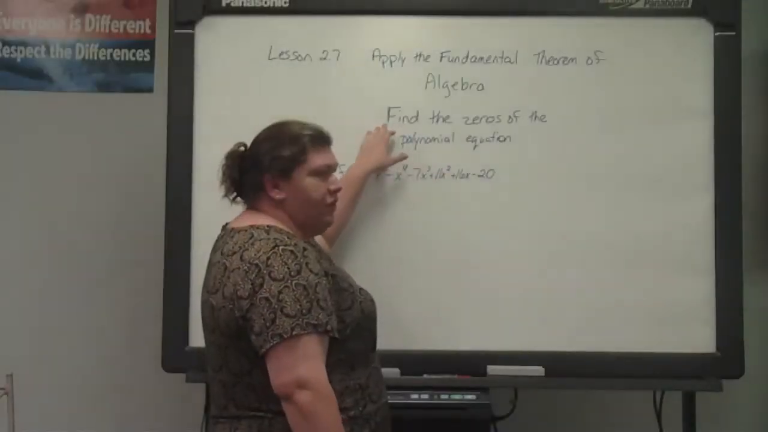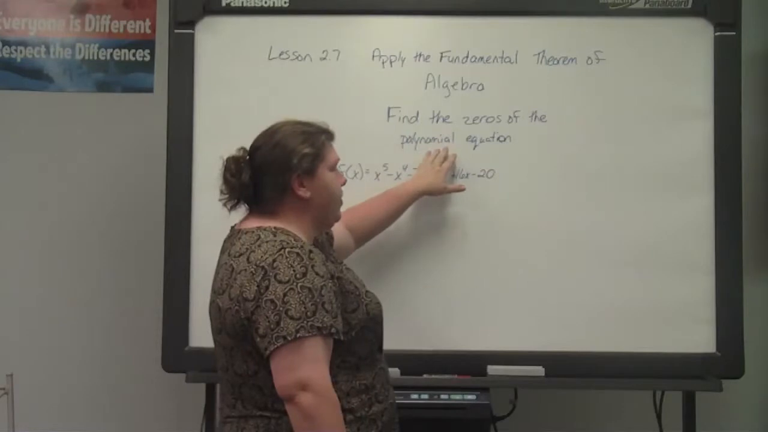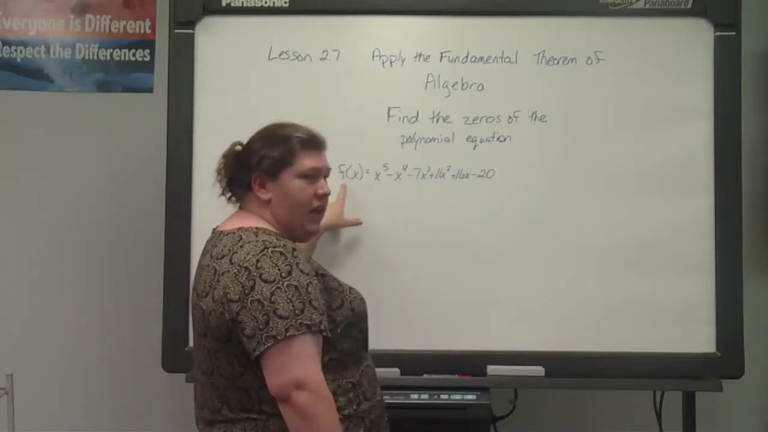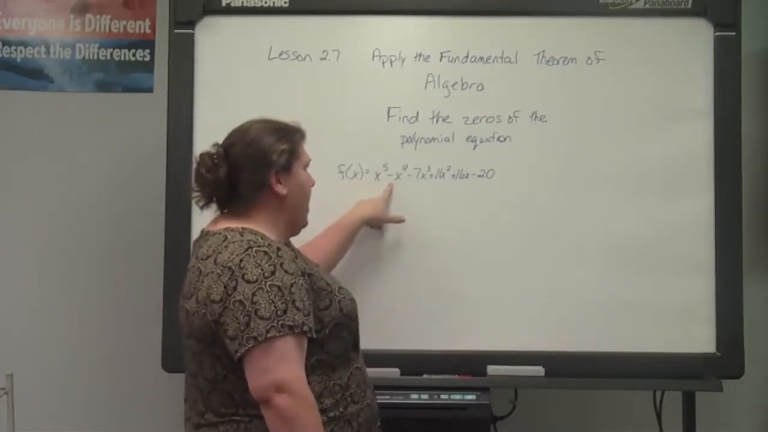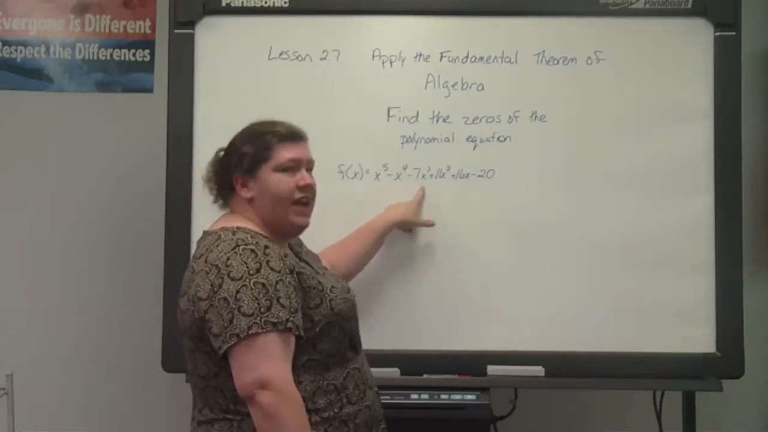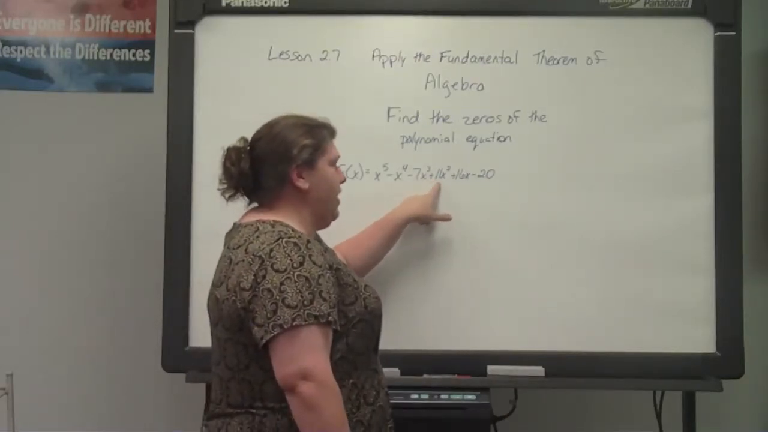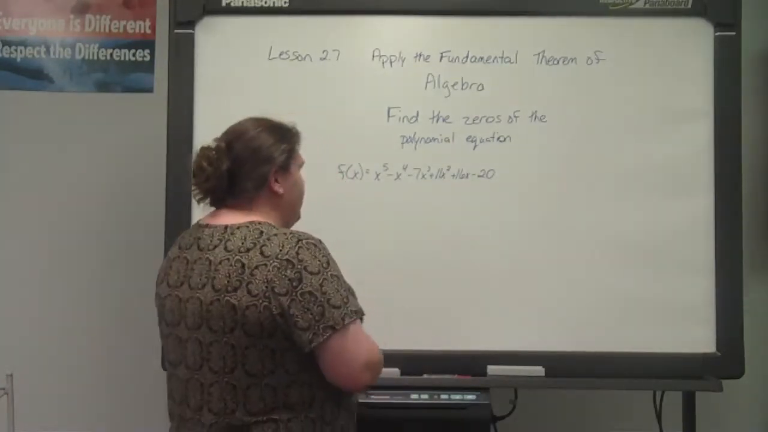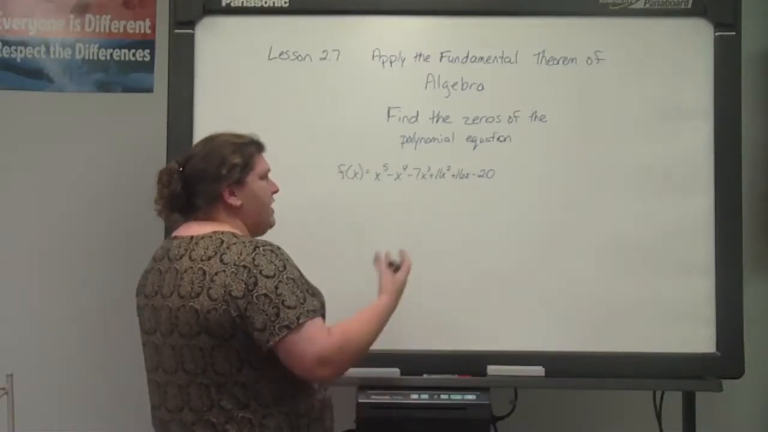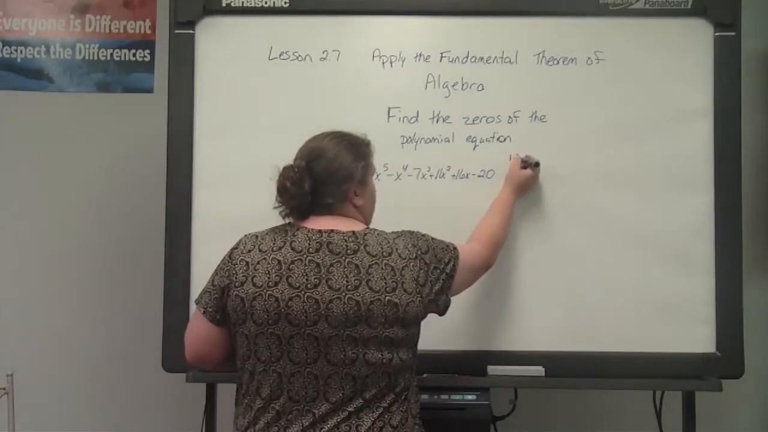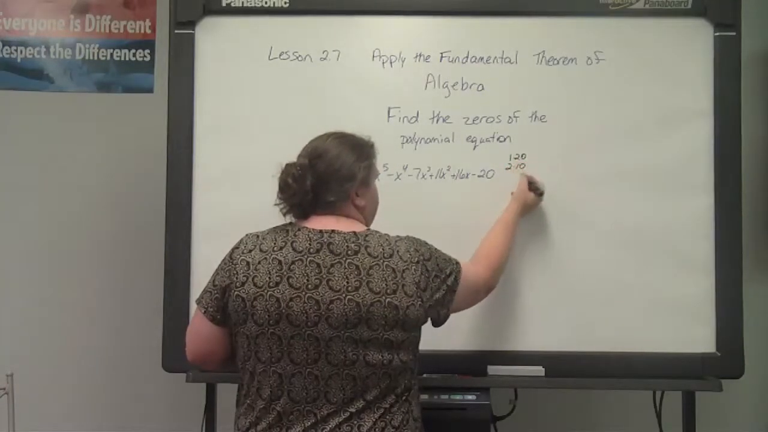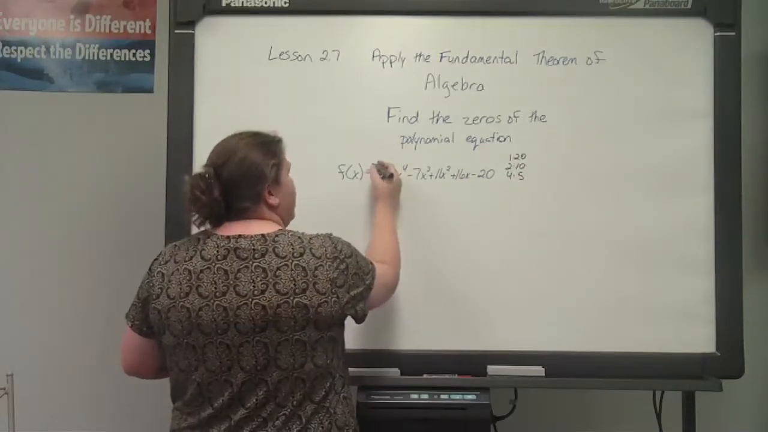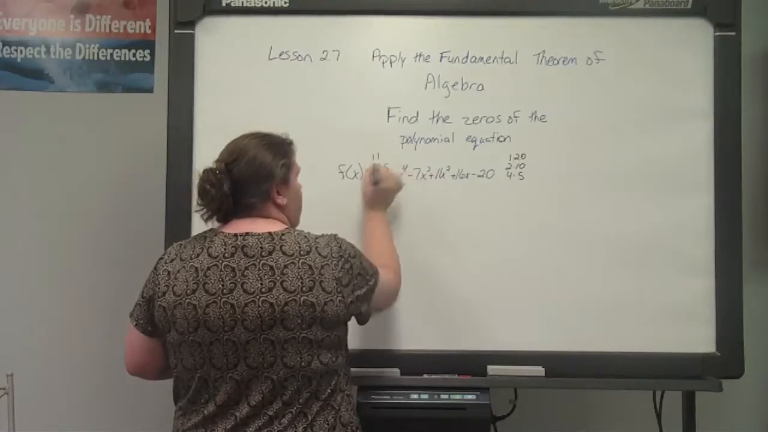The next concept we are going to do is find the zeros of the polynomial equation. For this concept, I chose to use f of x equals x to the 5th minus x to the 4th minus 7x cubed plus 11x squared plus 16x minus 20. The first thing we need to do is to find the factors of the last number, which are 1 times 20, 2 times 10, and 4 times 5. And the factors of the first number, which is an understood 1, so it's 1 times 1.